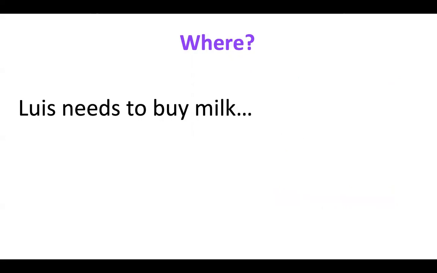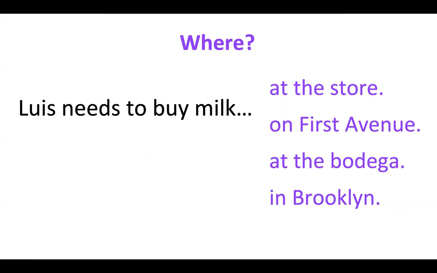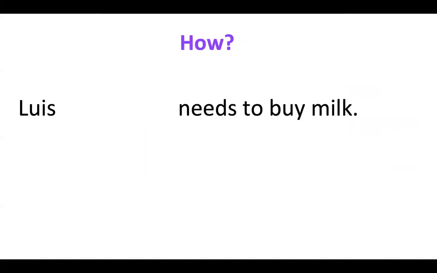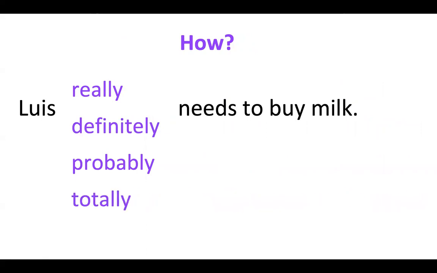Where? Luis needs to buy milk at the store. He needs to buy milk on First Avenue. He needs to buy milk at the bodega. He needs to buy milk in Brooklyn if he wants a special kind of milk. How does he need to buy milk? He really needs to buy milk. He definitely needs to buy milk. He probably needs to buy milk. Or if he's going to Brooklyn, he totally needs to buy milk.